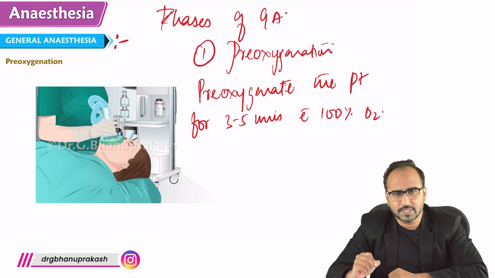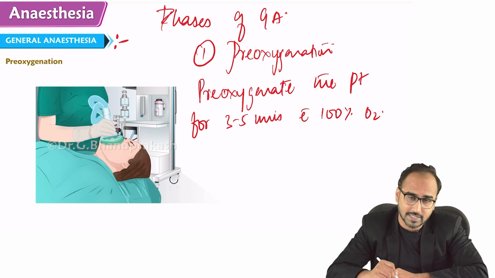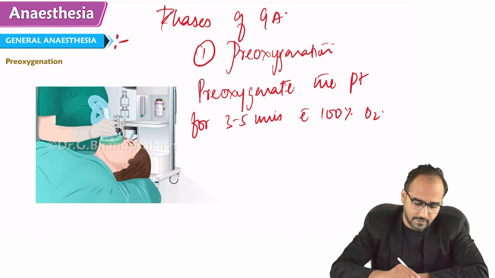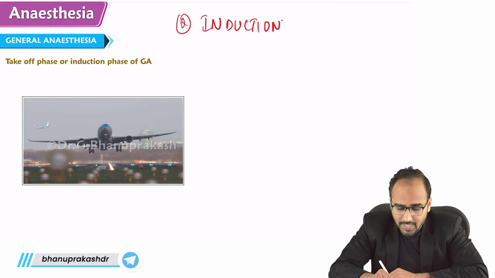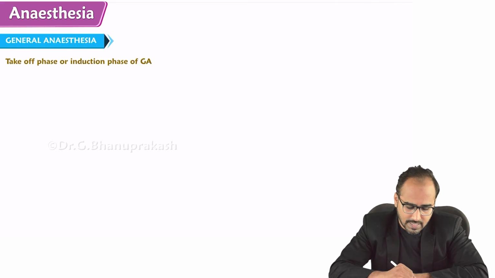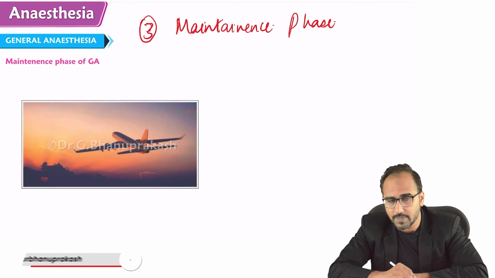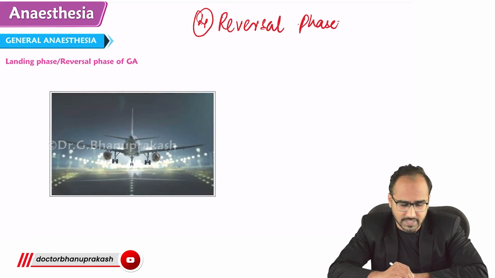With 100% of oxygen. That is the first phase. Second phase of the aeroplane was what, guys? The takeoff phase. When you compare the takeoff phase with general anesthesia, in general anesthesia it is called as what? Induction phase. Right? Then the third phase of aeroplane was maintenance. In general anesthesia, it is also maintenance. And the last phase of aeroplane was landing, which is called as reversal phase.